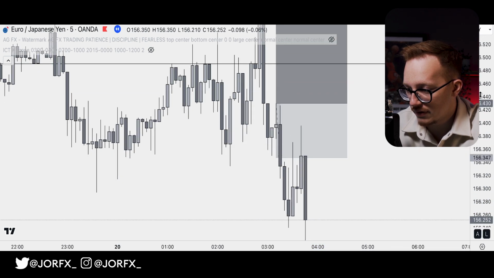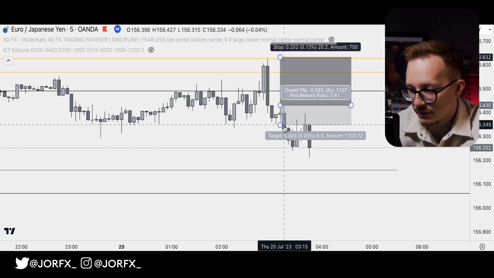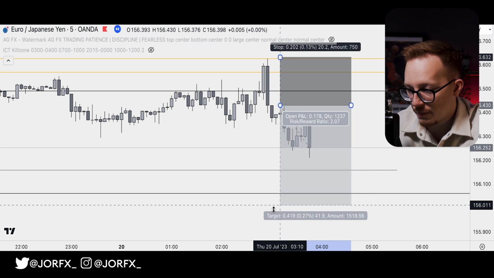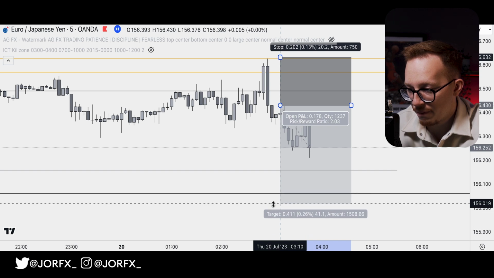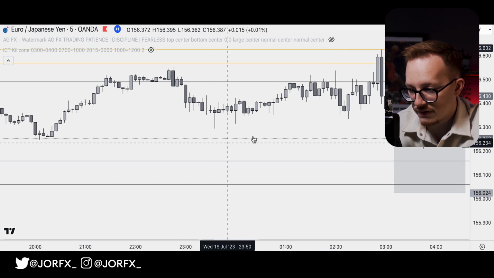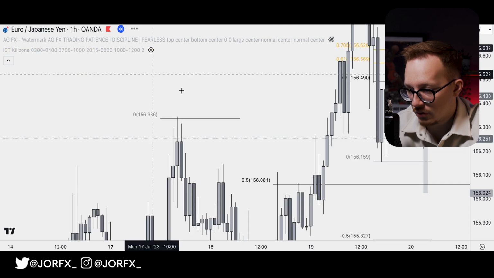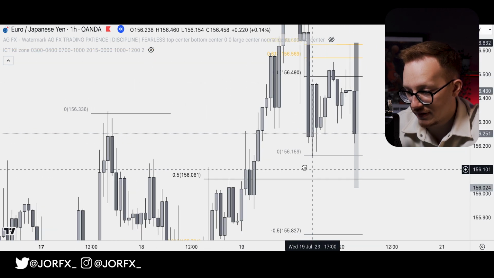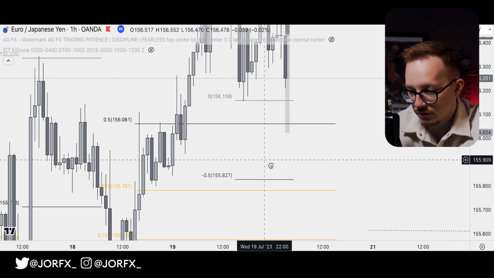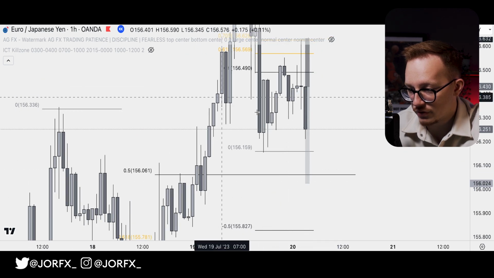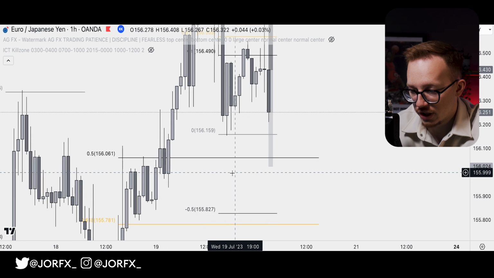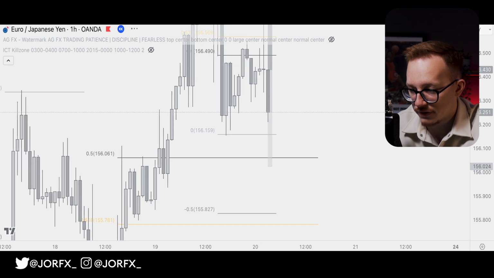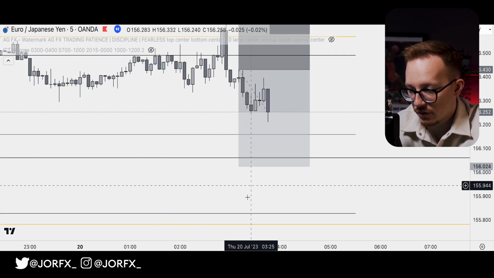This is your stop loss, always above the previous highs. We're targeting a 1/2, like this. Our optimal trade entry on the 1 hour is all the way down there, so that's perfect. Now let's see where we are going.